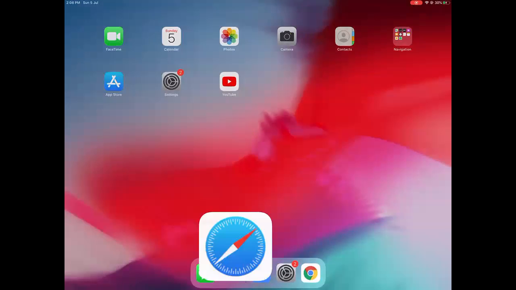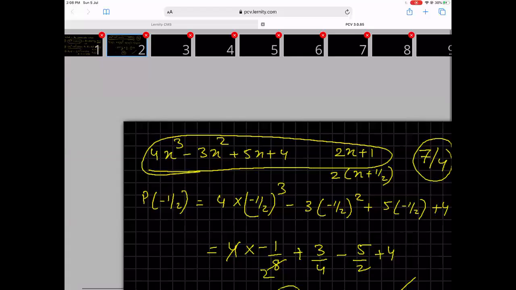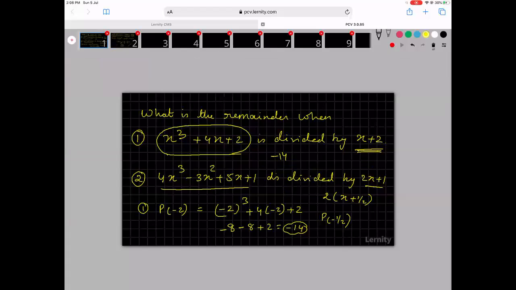Here is the first slide. Question is what is the remainder when this is divided by x plus 2? So we found out what is the remainder. Next question is what is the remainder when this is divided by 2x plus 1?